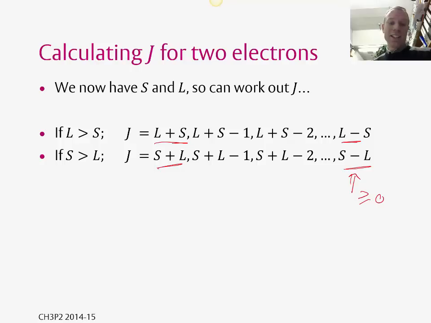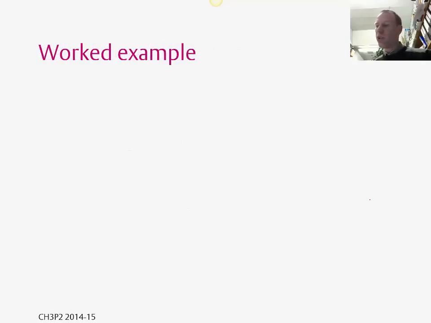So if L is actually equal to S, we can use either of these, and of course the last term will be 0. Okay, so that's all very well in theory. Let's do a worked example. So I'm going to take a simple case. Let's take the helium atom, but I'm not going to take the ground state of helium. I'm going to take an excited state of helium, so I'm going to denote it with an asterisk.